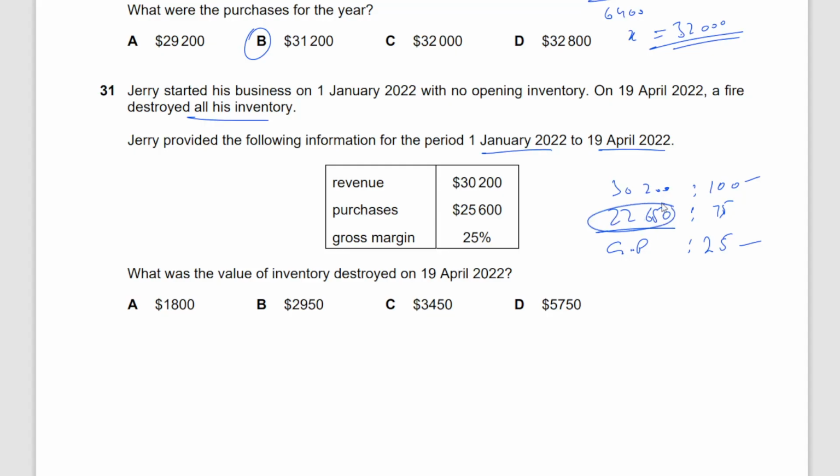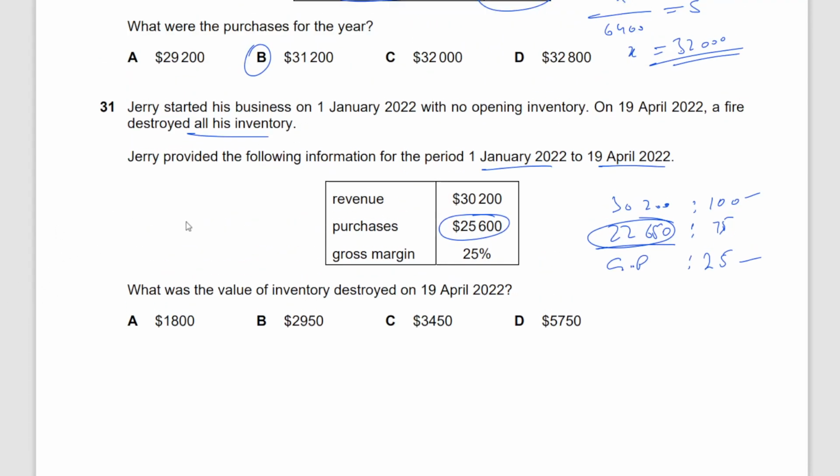22,650. If that's the cost of sales, that's the purchases. Let's see. There's no opening inventory, right? So opening inventory plus purchases minus closing inventory gives us cost of sales of 22,650. And so 25,600 minus 22,650 is 2,950. If everything went well, it indicates this is going to be our closing inventory. If everything was fine, 2,950.